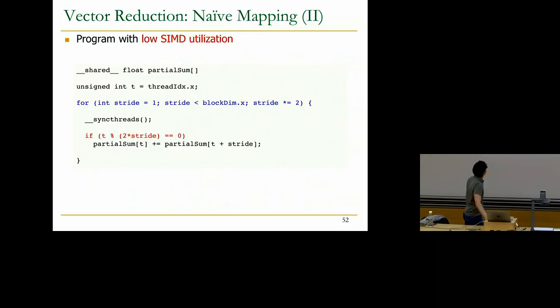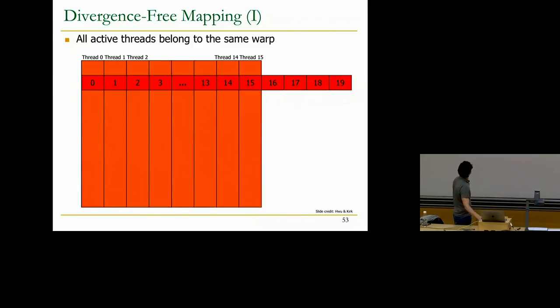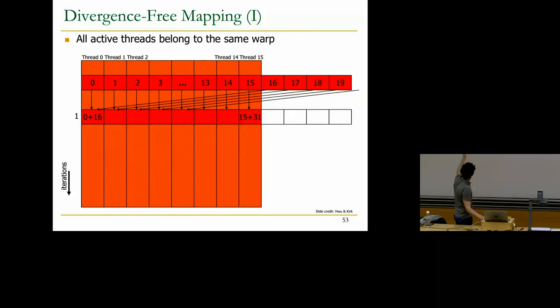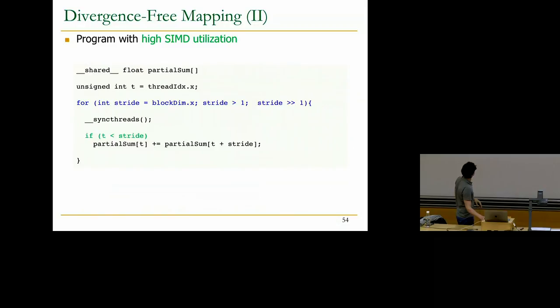In a divergence-free mapping, and actually this is possible to do because these kinds of operations are associative, right? It doesn't matter what's the order in which I add the elements. So we could do something like this. We could have a bunch of compacted threads, in this case 0 to 15, computing the partial sums. For example, thread 0 adds element 0 and element 16, thread 1 adds element 1 and element 17, and so on. The number of iterations is exactly the same, but the good thing here is that now all the threads that are working, it is much more likely that they belong to the same warp.